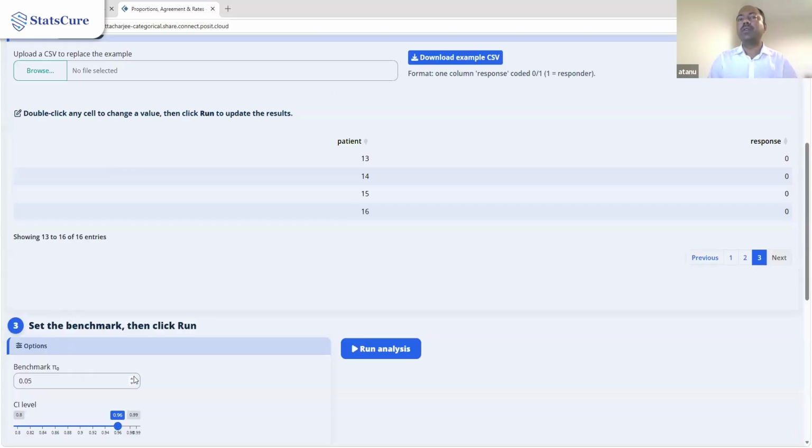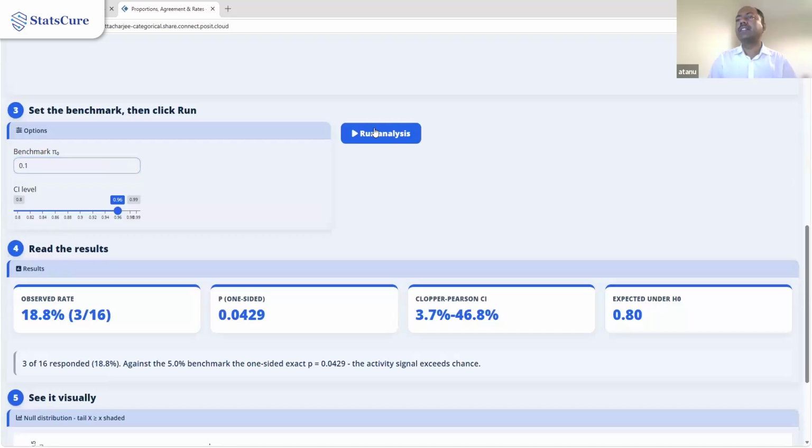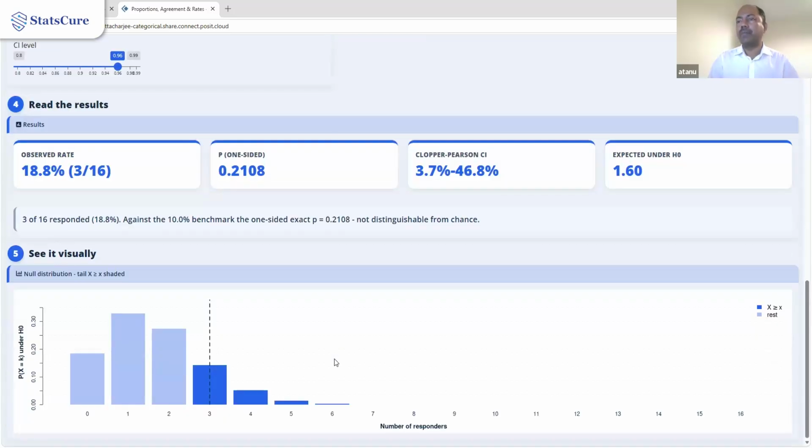And now we can also shift your benchmark and then rerun this analysis. The values are not going to change here, but for this statistical test, since you are changing your benchmark, your p-value is going to change.